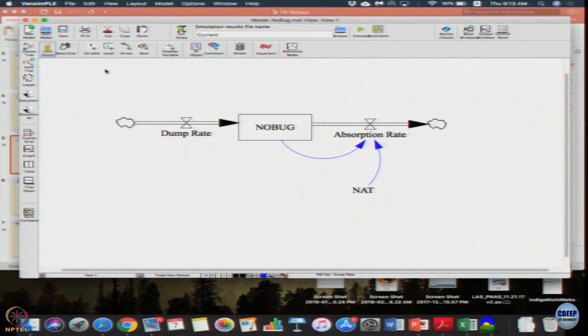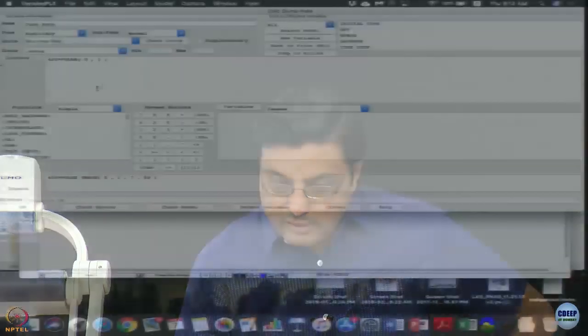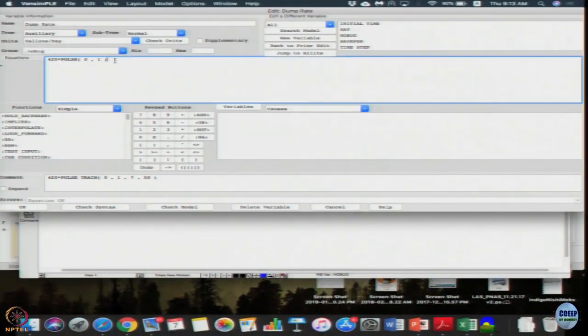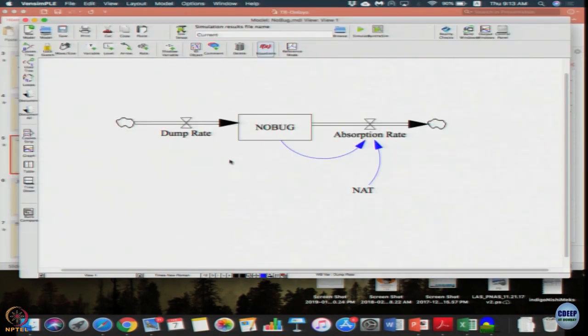Now, what do you think will happen if we dump every week? It will go up, it will come down, and again it will go up, come down, go up, come down. Is that what we expect? Let us see what happens. So, dump rate, oops, what did I do?